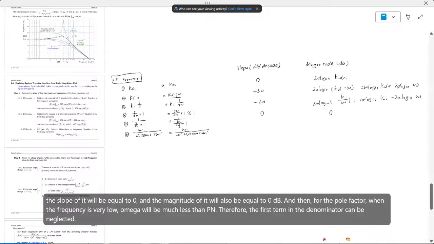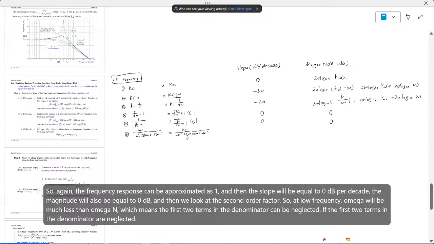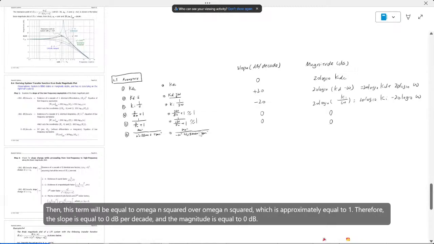And then for the pole factor, when the frequency is very low, omega will be much less than Pn, therefore the magnitude will also be equal to 0 dB. And then we look at the second order factor. So at low frequency, omega will be much less than omega n, which means the first 2 terms in the denominator can be neglected. If the first 2 terms in the denominator are neglected, then this term will be equal to omega n squared over omega n squared, which is approximately equal to 1. Therefore, the slope is equal to 0 dB per decade, and the magnitude is equal to 0 dB.